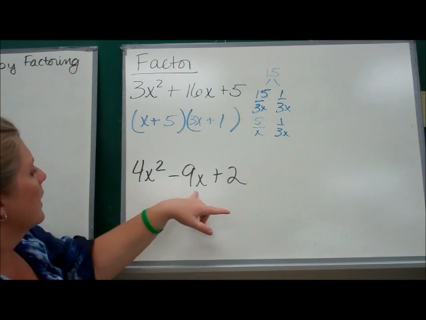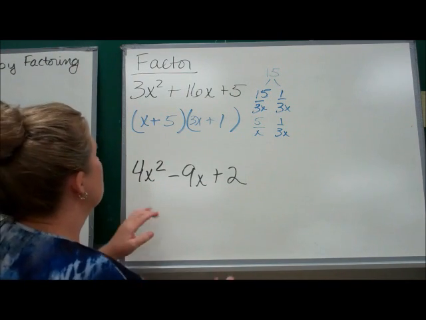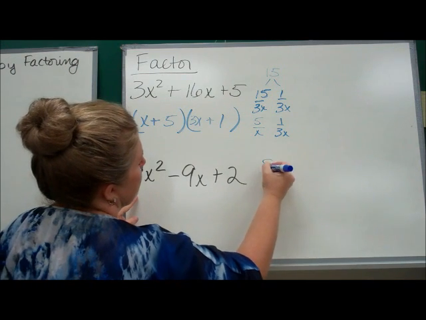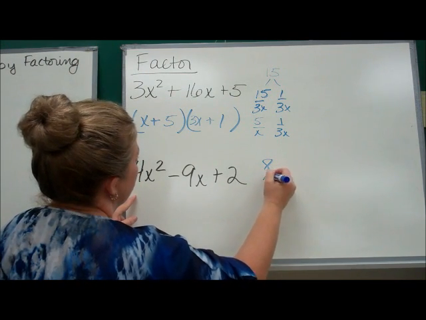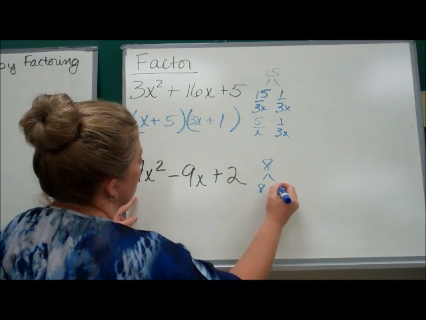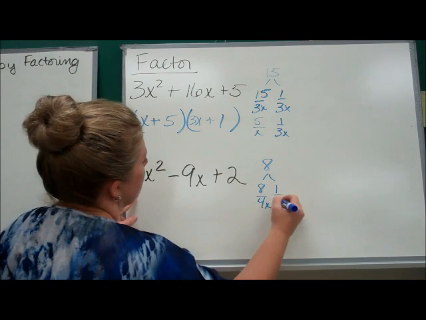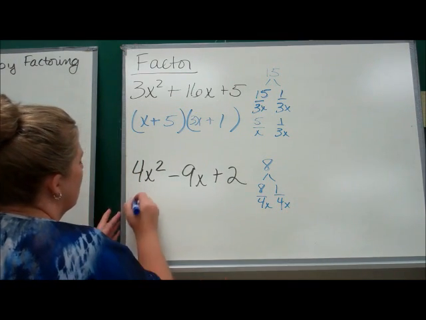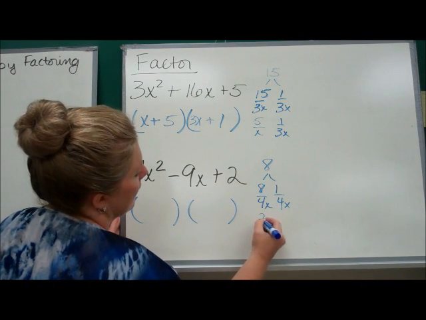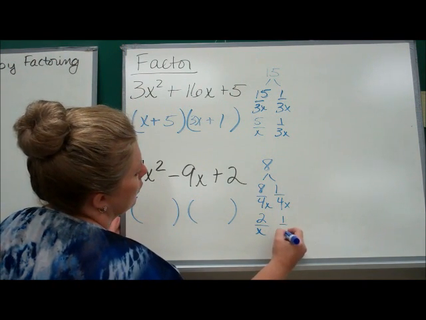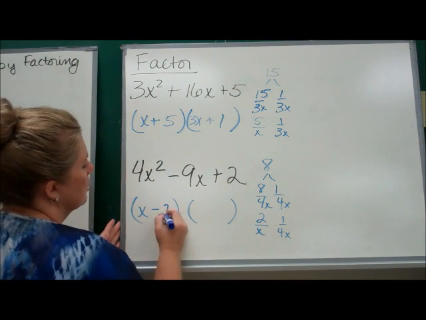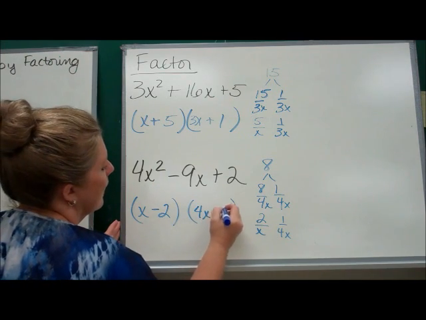And next one, greatest common factor. There isn't one, so we multiply. 4 times 2 is 8. Factors of 8 that'll add to 9. Well, that's 8 and 1. So we're going to divide those by 4 and make our binomials. This one will simplify. We're going to have 2 over x and then 1 over 4x. So we've got x minus 2 and 4x minus 1.